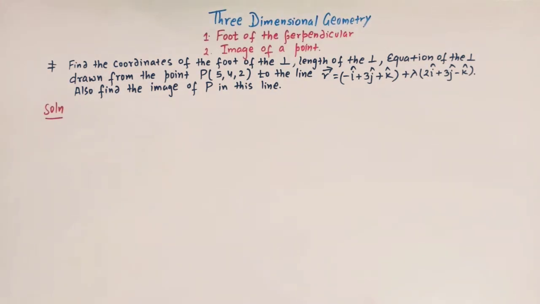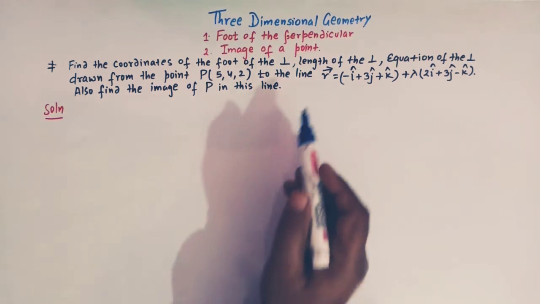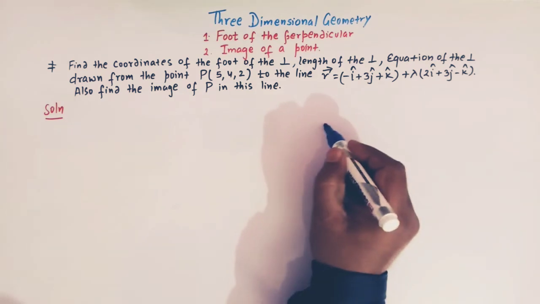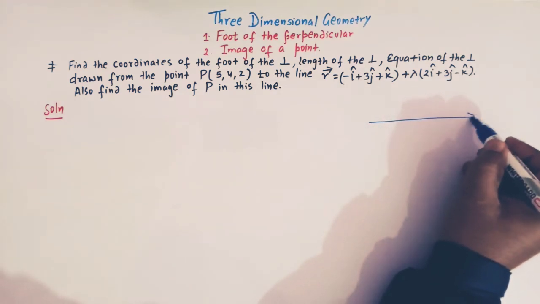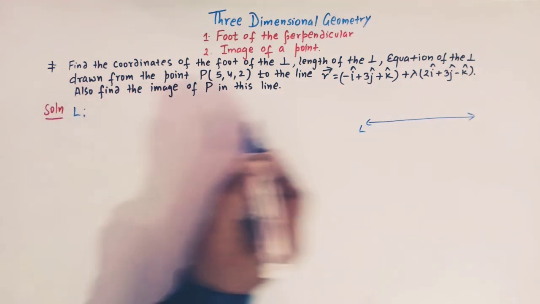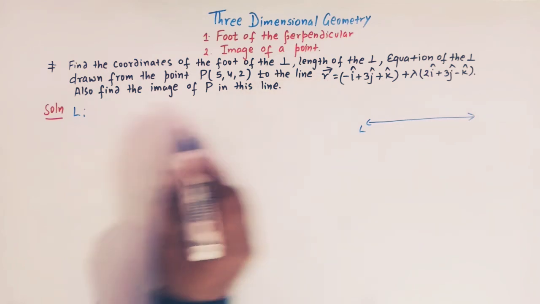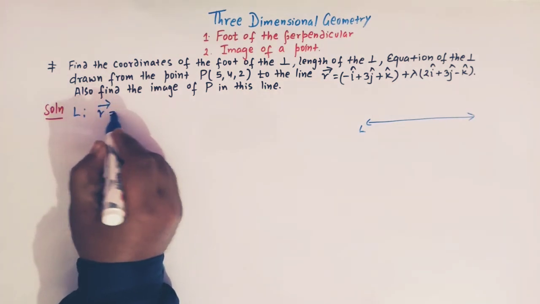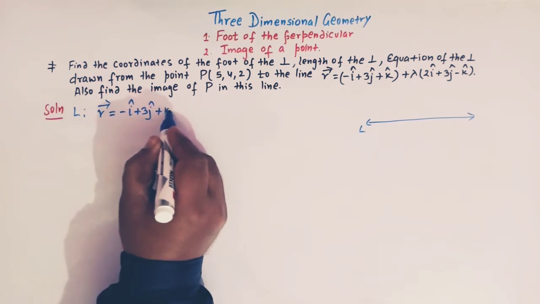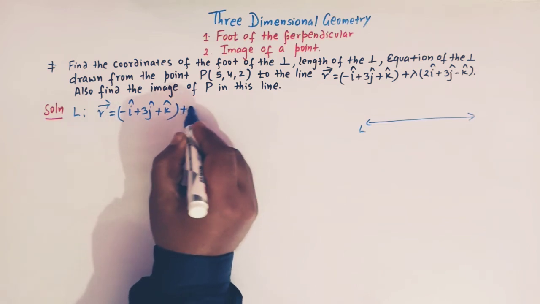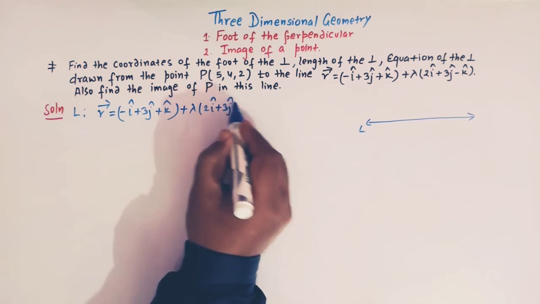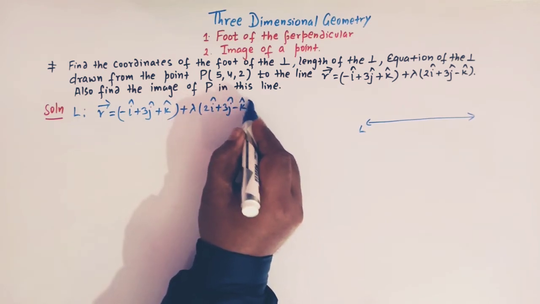So let us start. Now see, here we are given the equation of a line. Suppose this is the line, and the equation of this line is given as this vector equation: vector r equals minus i cap plus 3j cap plus k cap plus lambda times (2i cap plus 3j cap minus k cap).